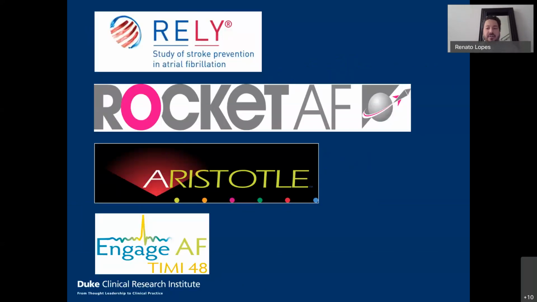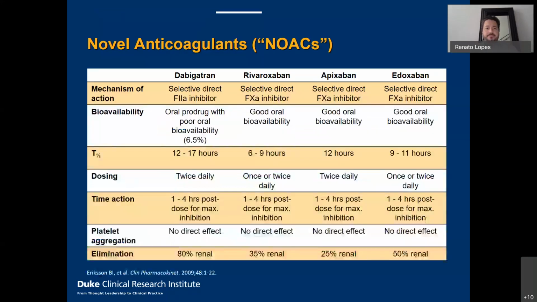I always like to start with this slide showing these four major trials, because these four major trials are the pivotal trials that led to the approval of 4 new drugs, 2 new classes of anticoagulation therapy for atrial fibrillation. Because of them, these trials really changed the entire field of stroke prevention in atrial fibrillation. As you can see here, there are 4 drugs, 2 classes. One is a direct thrombin inhibitor, dabigatran, and then we have 3 factor Xa inhibitors, rivaroxaban, apixaban, and edoxaban.